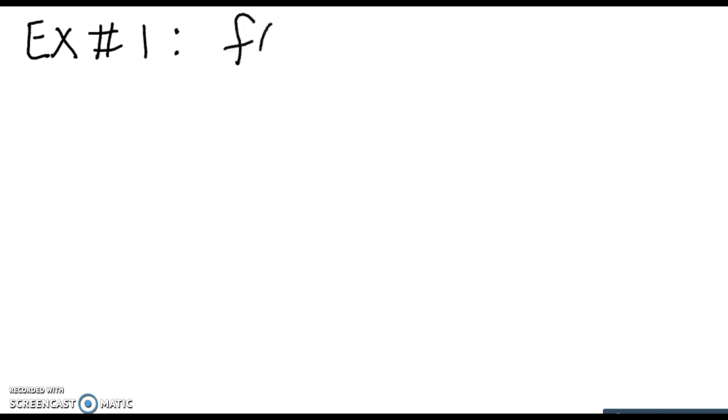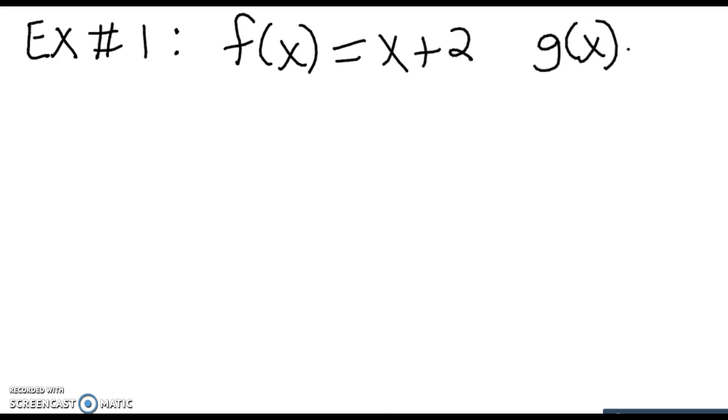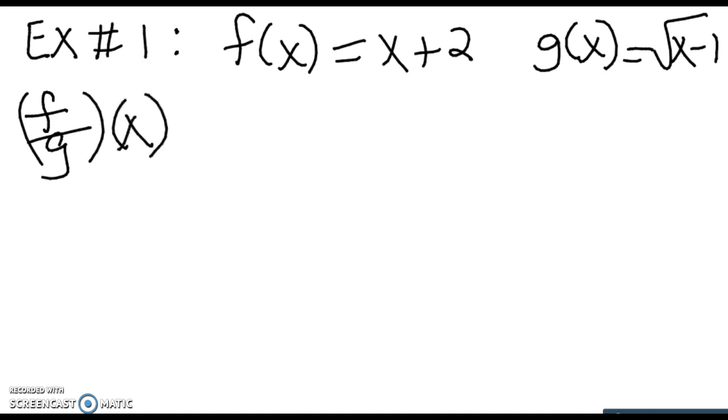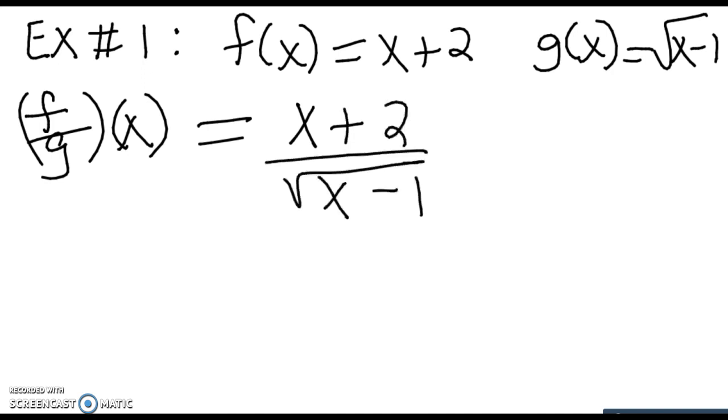We're going to let f of x equal x plus 2, and we'll let g of x equal the square root of x minus 1. If we want to find the domain of f divided by g of x, let's first find what the quotient of this division would look like. We would have x plus 2 divided by the square root of x minus 1, and this is the quotient. This is our new function.